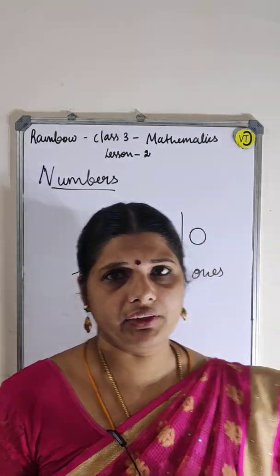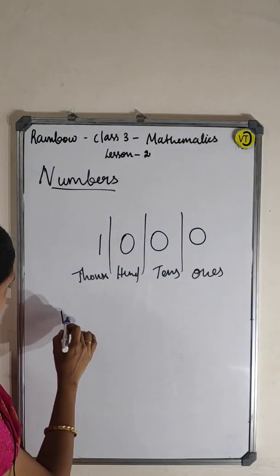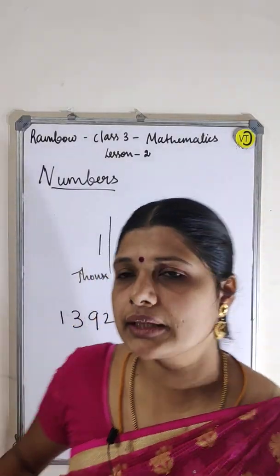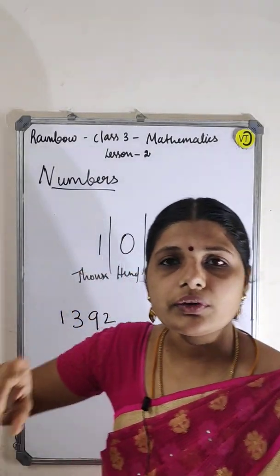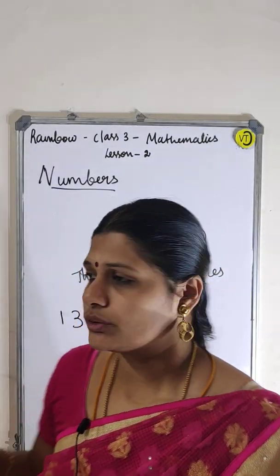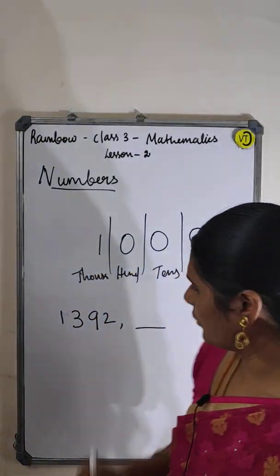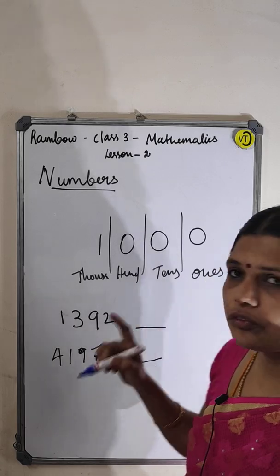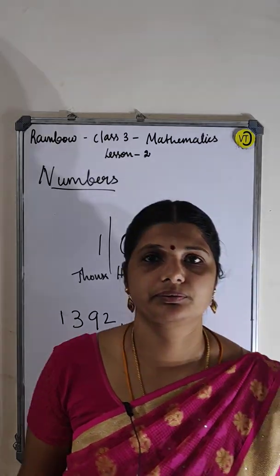Now practically I will give you one 4-digit number and you have to write the next number. Listen now: 1392. What is the next number? How can you call this number first of all? 1392, you can call it like that. How can you write the next number? 1393. After the 2 I have to add 1: 2 plus 1 is 3. One more number: 4197. How can you write the next number? 4198. It should be 4198. Do you understand?